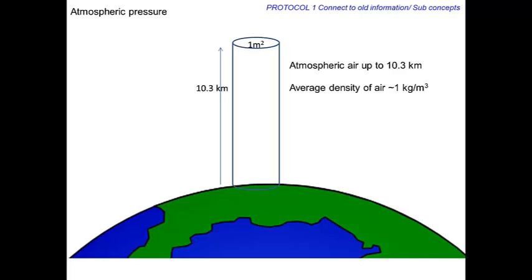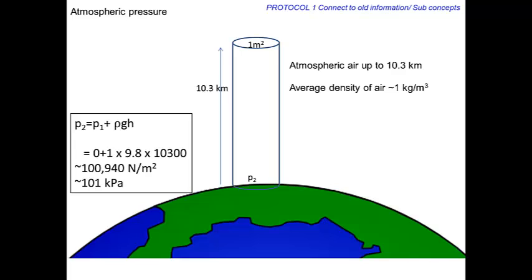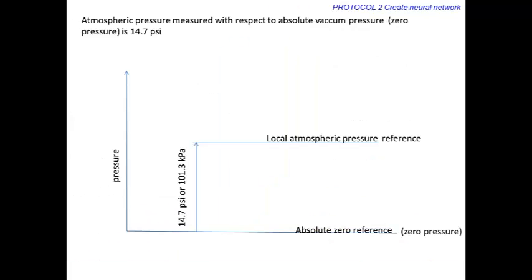on the Earth's surface. The pressure exerted by this column of air on the surface of Earth, P2, can be calculated approximately as 101 kPa. Please note that in this calculation, the reference pressure P1 was absolute zero. Therefore, the atmospheric pressure 101 kPa is absolute. The atmospheric pressure measured with respect to absolute vacuum or zero pressure is 14.7 psi or 101 kPa.